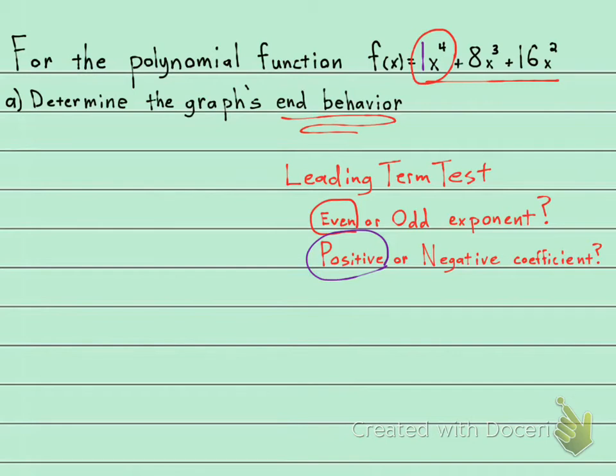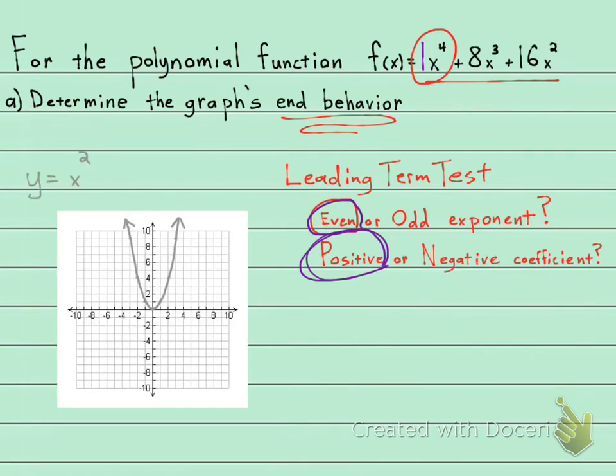Let's think of a graph that we know that has an even exponent and a positive coefficient. That's right, we have y equals x squared. We know that this one has an even exponent and its coefficient is positive. So look at the graph here, right? The smiley face. What's the end behavior as the graph goes to the left? It's going to rise. And what's the end behavior as the graph goes to the right? It's also going to rise.